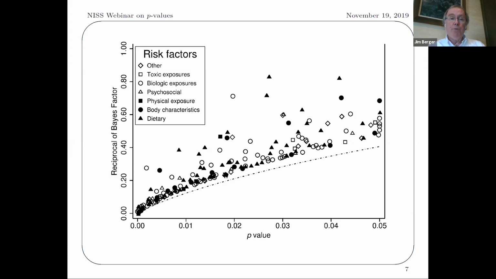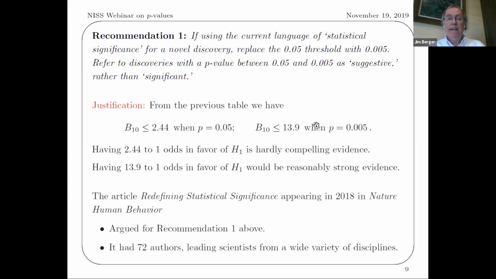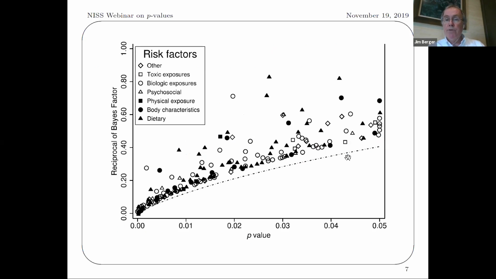What was interesting about this is we noticed that a lot of the Bayes factors were concentrated near this lower boundary here. And what is that lower boundary? Well, it's essentially the bound that B01, the Bayes factor of the null to the alternative, is bigger than minus e p log p. And that's what this dashed gray line is. So we were rather excited when we saw this because it seems like very often the real Bayes factors, when you compute them, are pretty close to minus e p log p. So that gave the notion that reporting minus e p log p would be a useful idea.